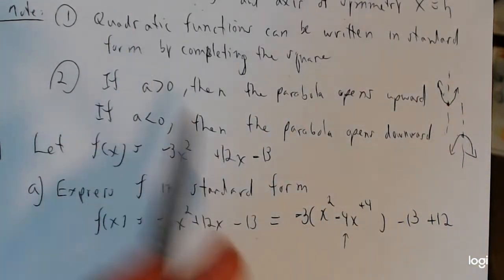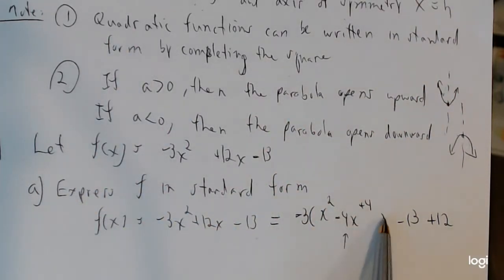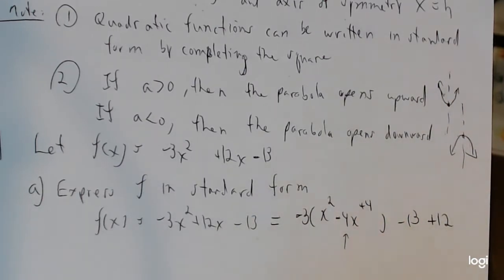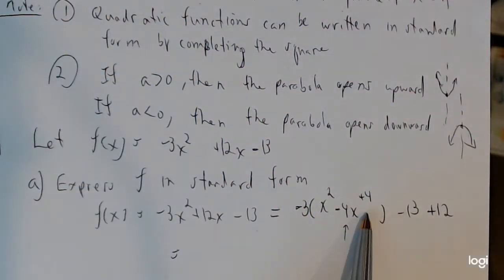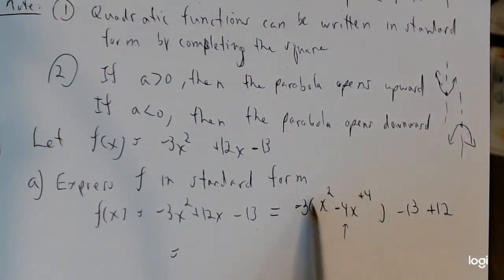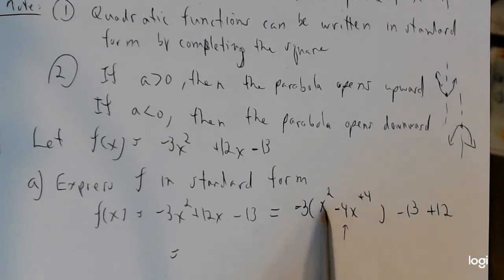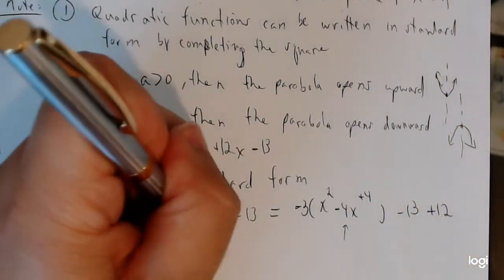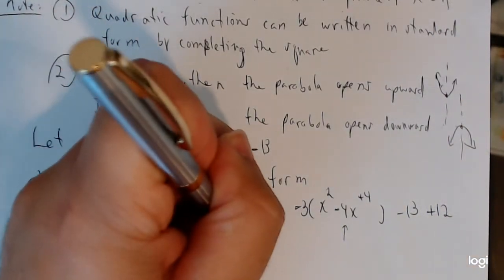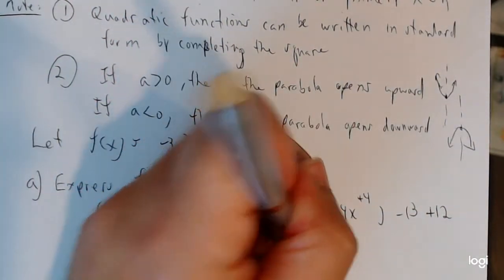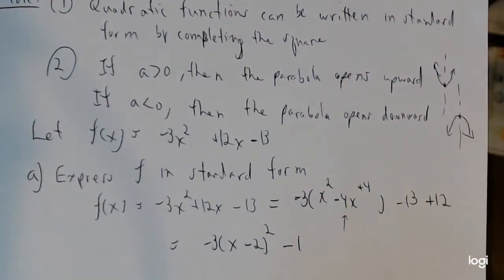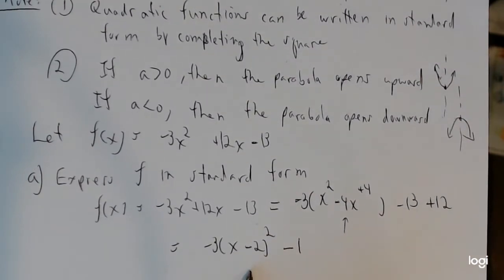If I just add the negative 12, then I'm changing this problem up. Now I promise you, if you're not sure, if you distribute the negative 3 and then simplify this, you're going to get that back. Okay? So with that said, by adding this 4, I've been able to complete the square here. So now this becomes a perfect square when I factor it. So it'll be negative 3 times x minus 2 squared minus 1, because the negative 13 plus 12 gives me that. Now there it is in standard form.